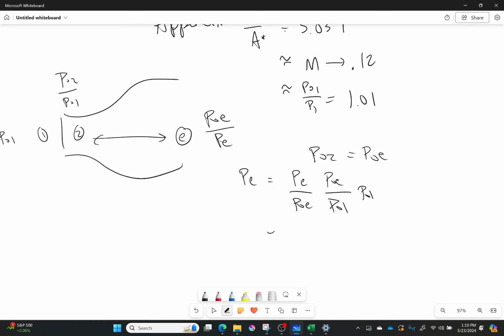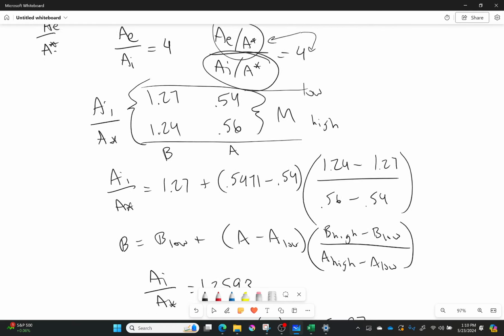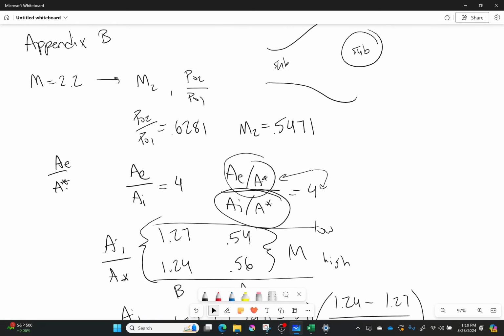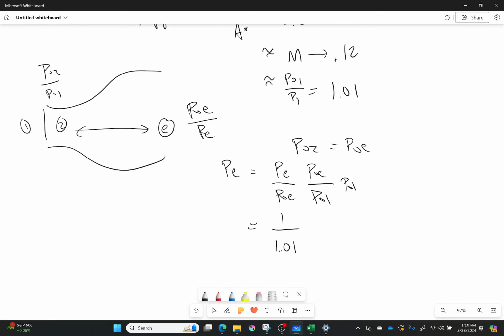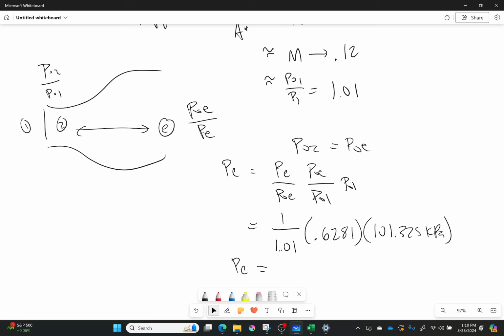Okay, first off, PE over P naught E, that's 1 over 1.01 because, remember, I had to invert that. P naught 2 over P naught 1, I think we have that earlier, so I'm going to just scroll up and see if I can find it. We've been going for a while on this problem. That's 0.6281, there we go, we have it. And then finally, P naught 1 was 101.325 kilopascals. Okay, so with that, we should be able to find our static pressure right there at the end and see what it comes out to be.